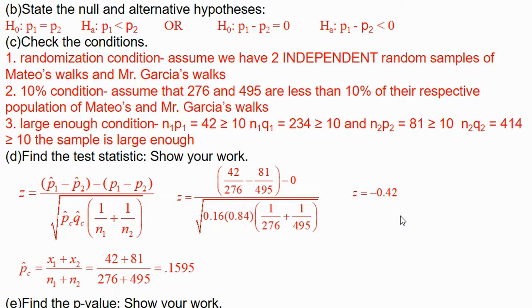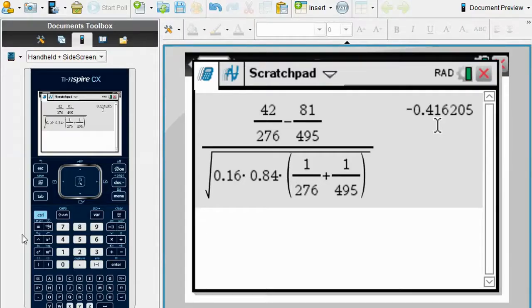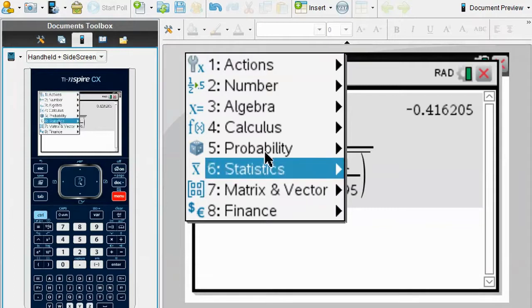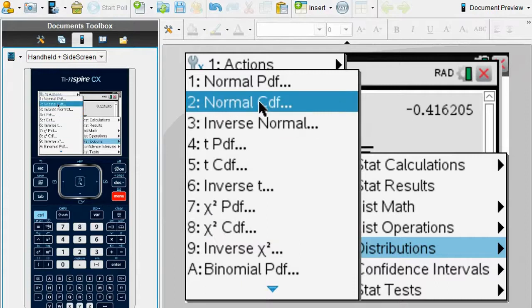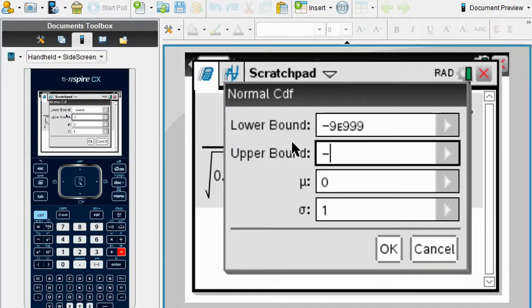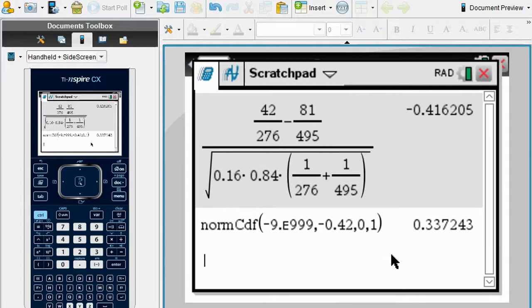The way you would find less than negative 0.42 is with your calculator. You would do normal CDF of negative infinity to negative 0.42. And since that's a z-score, 0 and 1 are always the mean and the standard deviation for all z-scores. So again, one more time with the calculator, you would do menu, distributions, normal CDF. I want less than negative 0.42. So that's my p-value. That's a pretty large p-value.